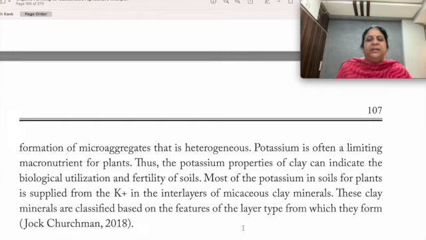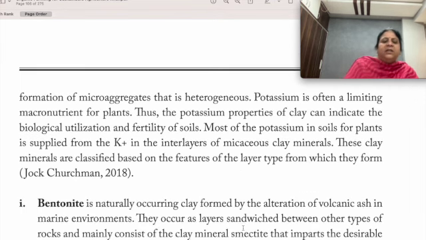Potassium is often a limiting macronutrient. NPK are macronutrients: nitrogen, phosphorus, and potash. Most of the times, potassium is often a limiting macronutrient for plants. Thus, the potassium properties of clay can indicate the biological utilization and fertility of soils. Most of the potassium in soils for plants is supplied from the potassium ion in the interlayers of micaceous clay minerals. These clay minerals are classified based on the features of the layer type which they form.